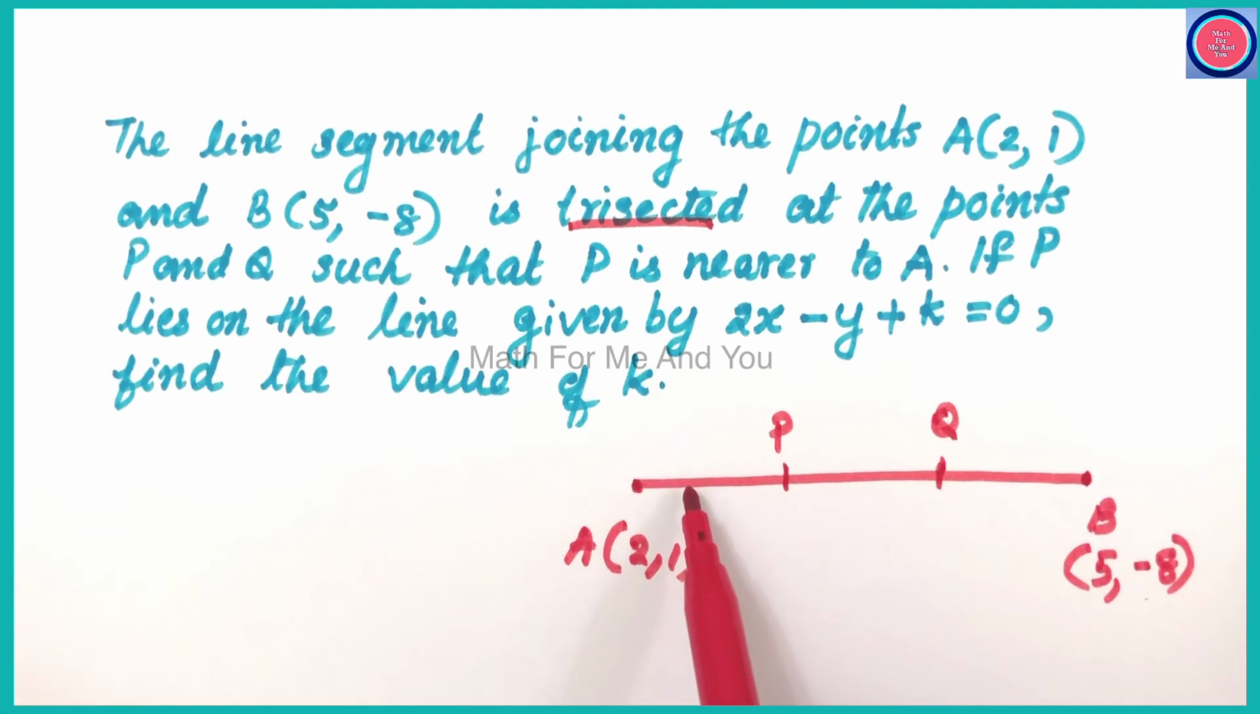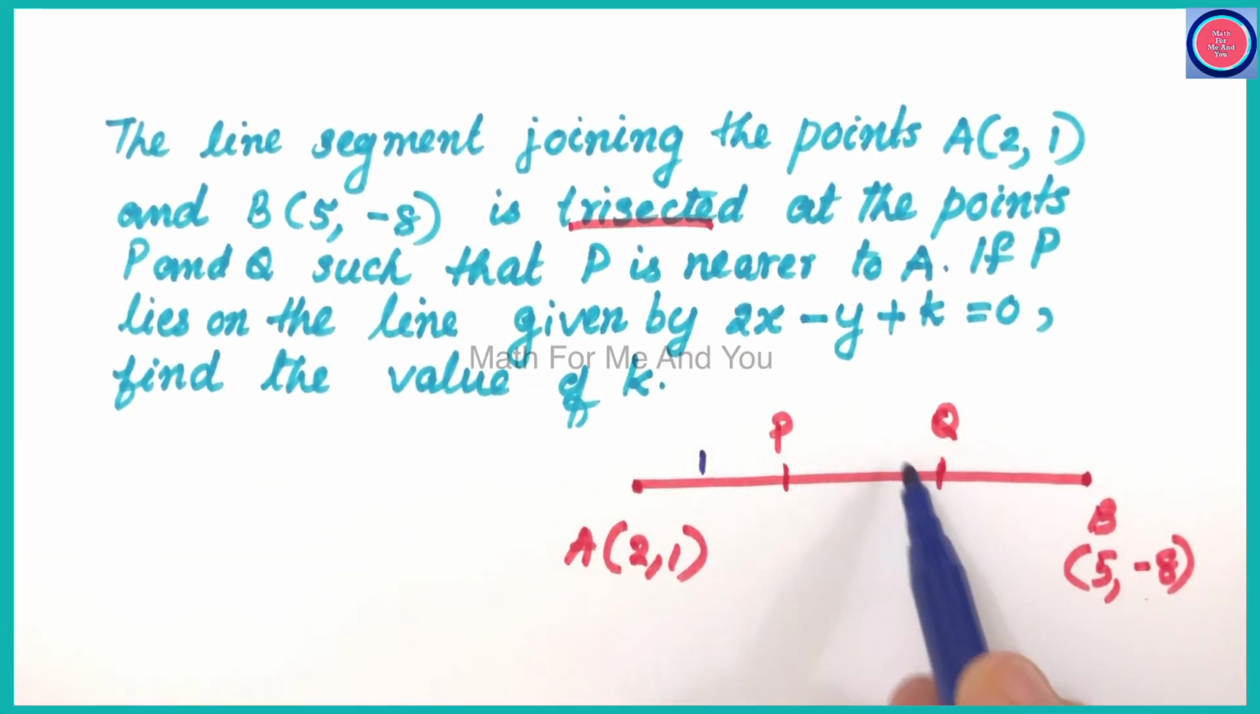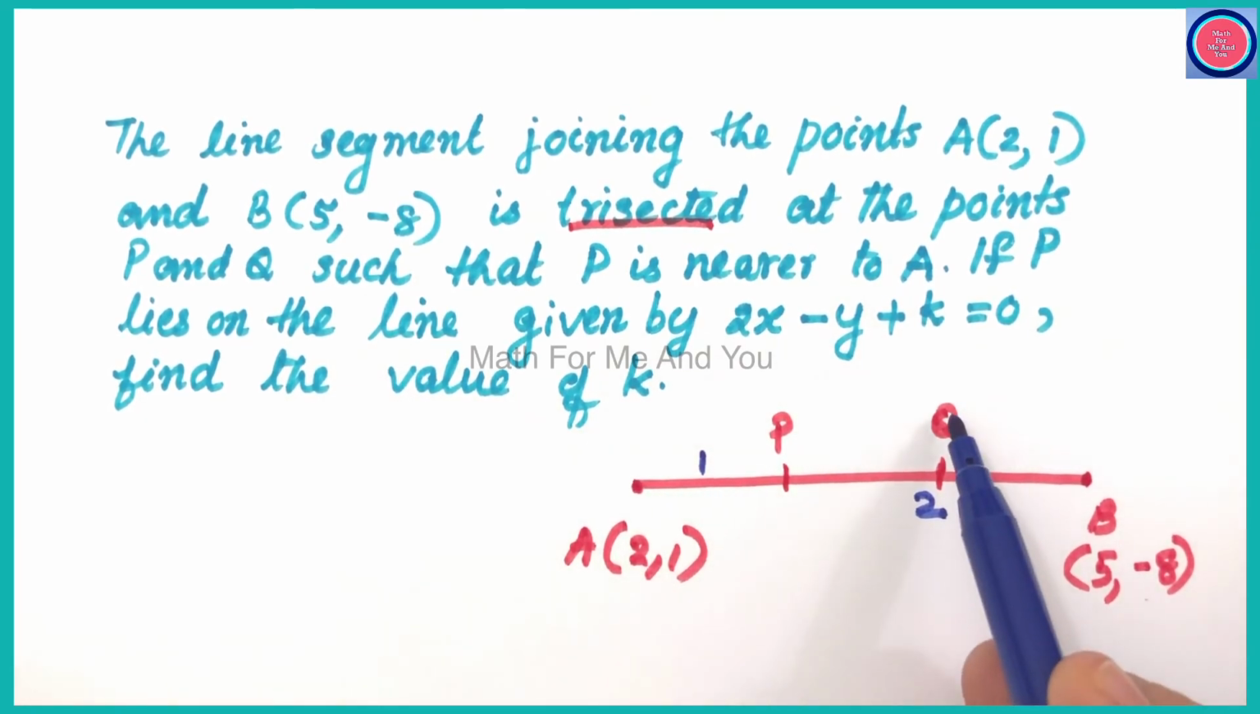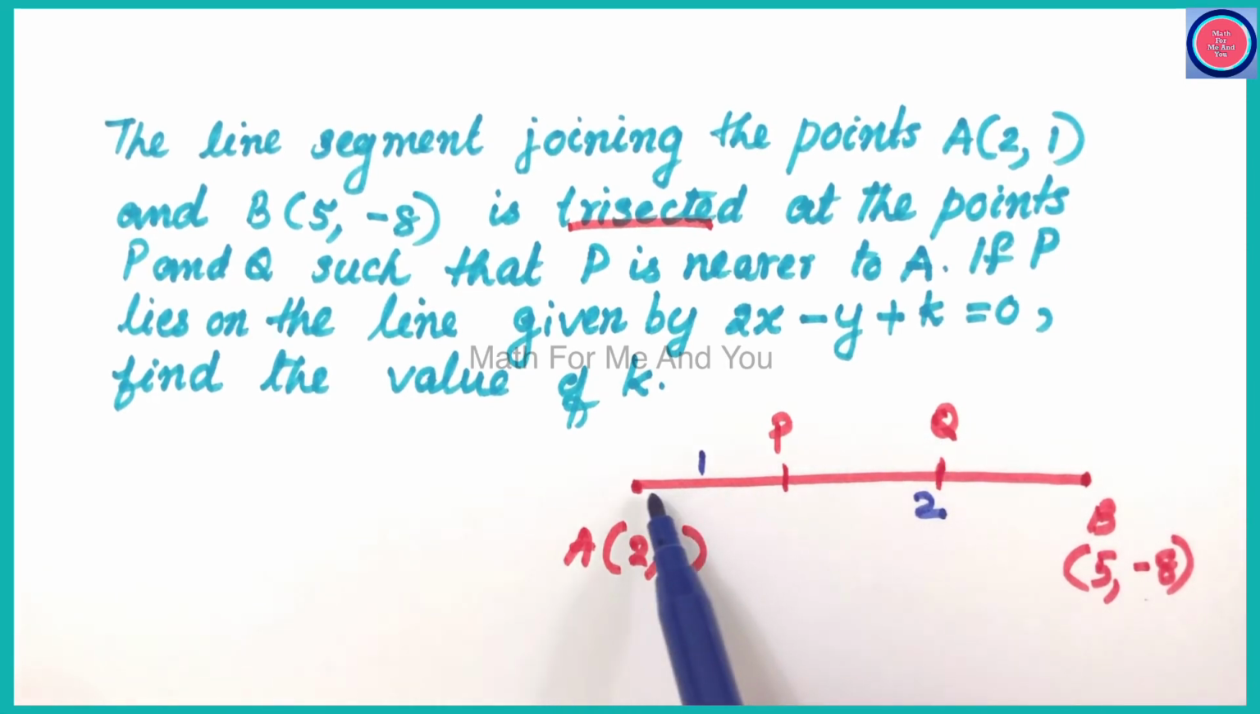P divides AB. See here, 1 part and the rest of that is 2 parts. So we can write P divides in the ratio 1:2. What about the ratio that Q divides AB? Q divides AB in the ratio 2:1. But in this question, we need only the ratio that P divides AB, that is 1:2.